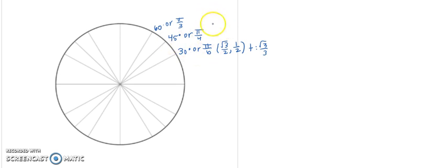And then over here at 45, we said this is root 2 over 2 comma root 2 over 2. And our tangent here was a 1. At pi over 3, which is 60, we have 1 over 2 comma root 3 over 2. And our tangent here is going to be root 3. And then we took all this information and then we're applying it to the other side of the triangle here.